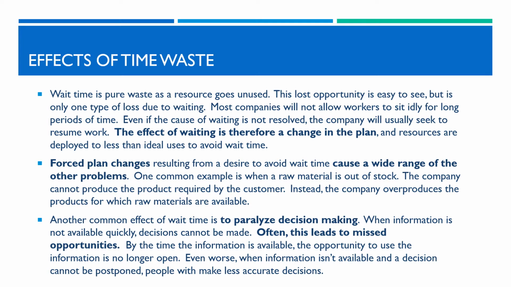Instead, the company overproduces the products for which raw materials are available. Another common effect of wait time is to paralyze decision-making. When information is not available quickly, decisions cannot be made often. This leads to missed opportunities. By the time the information is available, the opportunity to use the information is no longer open. Even worse, when information isn't available, and a decision cannot be postponed, people will make less accurate decisions.